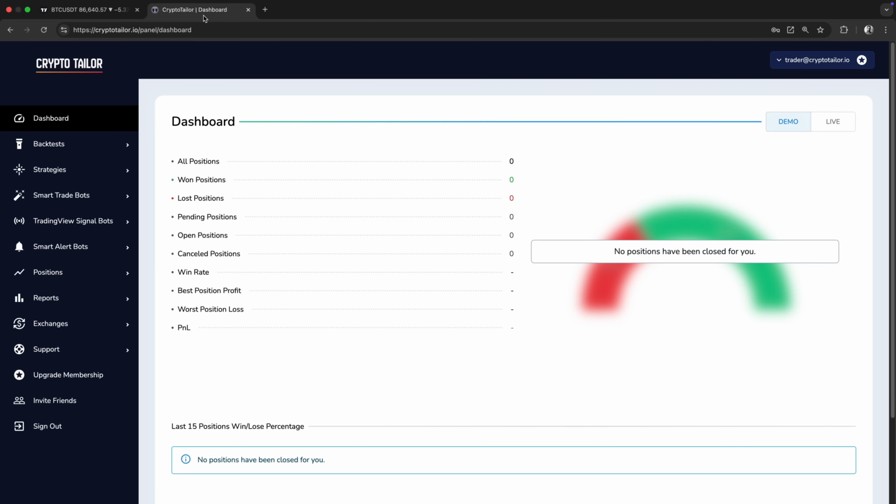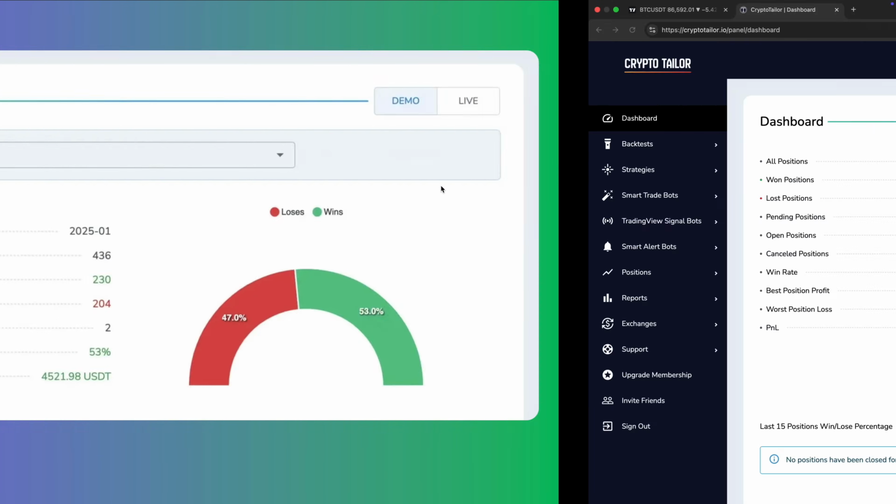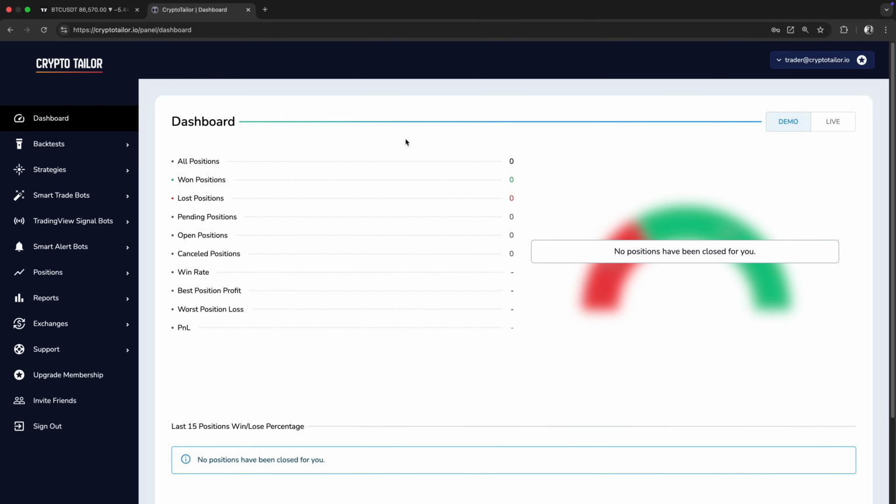Using CryptoTailor, we can easily create strategies, set take profit and stop loss levels, and let them run 24/7 in demo mode to see how they perform. Over time, this will generate a complete report showing the total number of trades, average position duration, win rate, and profit and loss. And if we're happy with the results, we can make the strategy run using real money. We'll get to that later.